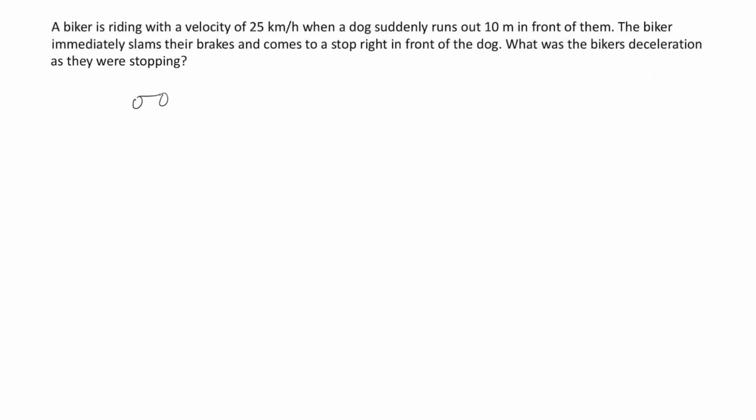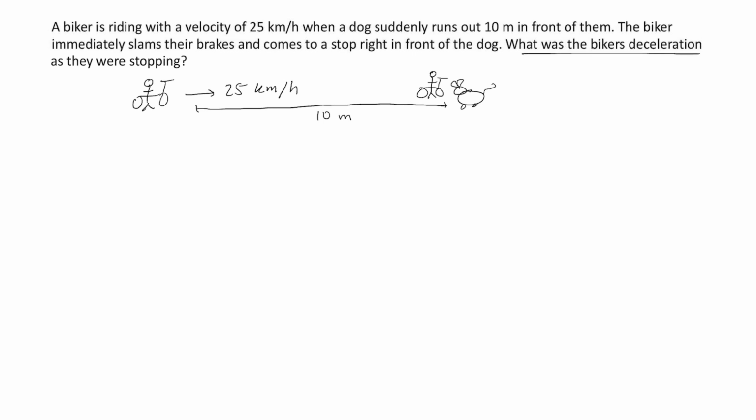In this question, we have a biker who is riding with a velocity of 25 kilometers an hour when a dog suddenly runs out 10 meters in front of them. The biker immediately slams their brakes and comes to a stop right in front of the dog. We are asked, what was the biker's deceleration as they were stopping?